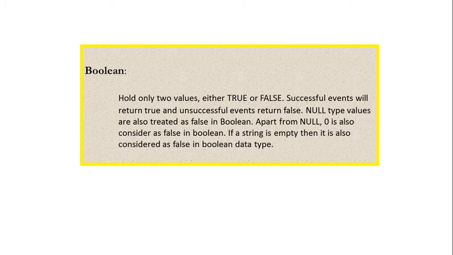Next one is boolean. The boolean data type holds only two values, either true or false. Successful events will return true and unsuccessful events return false. Null type values are also treated as false in boolean. Apart from null, 0 is also considered as false in boolean. If a string is empty, then it is also considered as false in boolean data type.